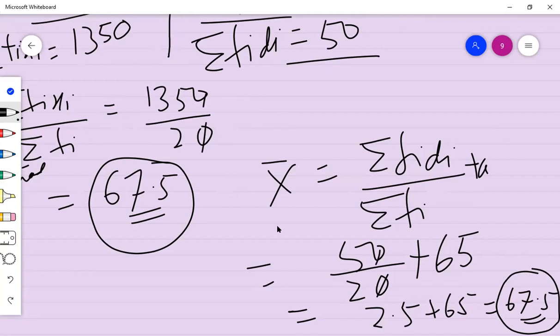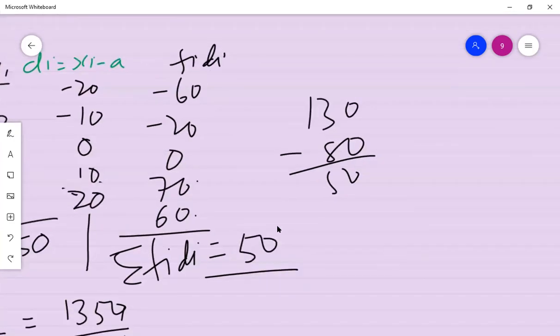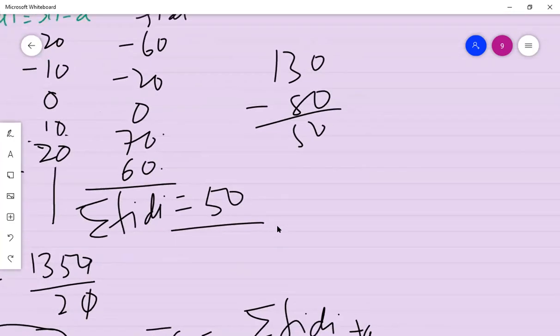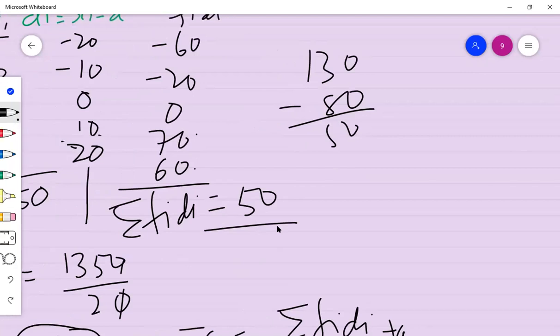There is another method as well, which is called the step deviation method. We will learn it in the next class.